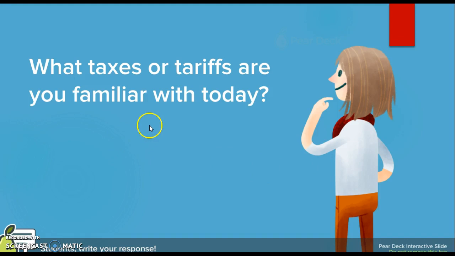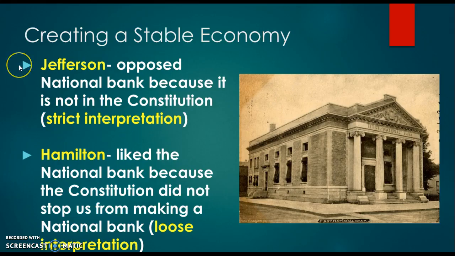We talked about what taxes or tariffs are familiar with today. Okay. Now, Jefferson had a big problem with the National Bank. Now, the National Bank was not written in the Constitution, and he was a strict interpreter. He believed that Hamilton was abusing his power and that he should not have been able to create a national bank.